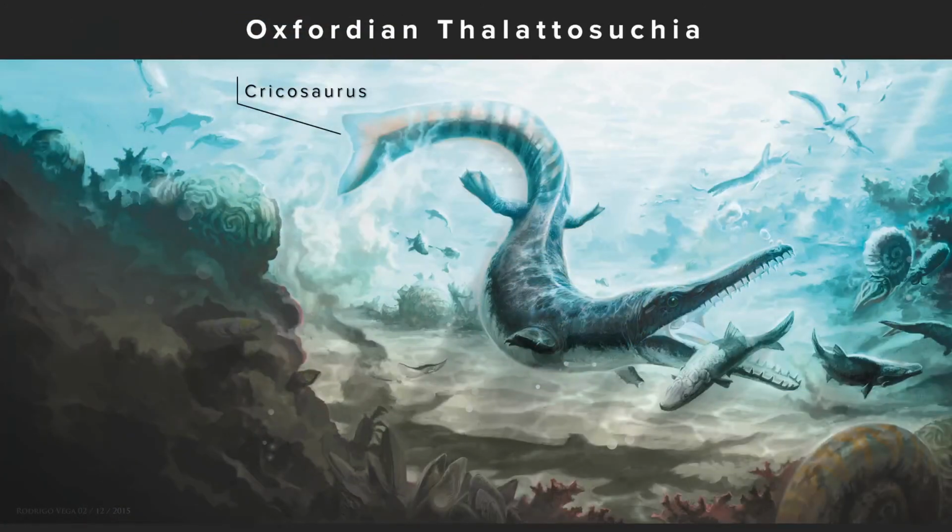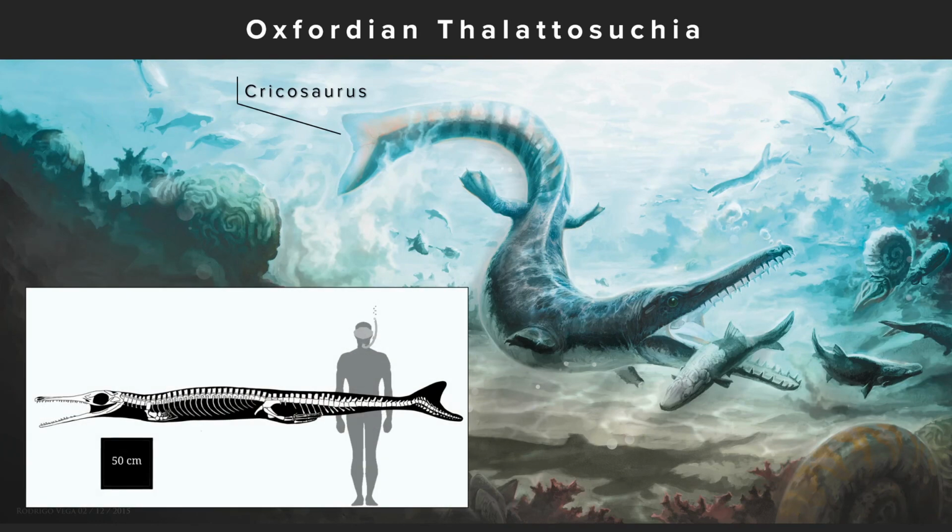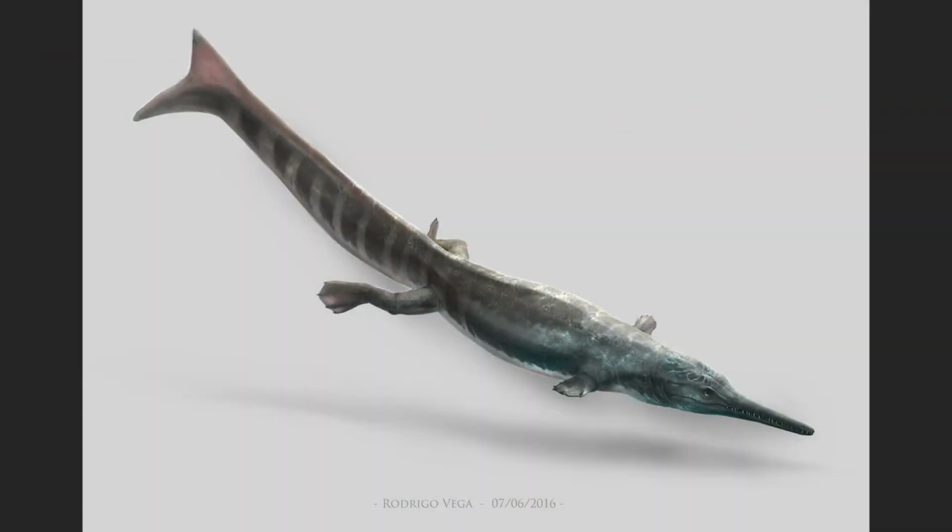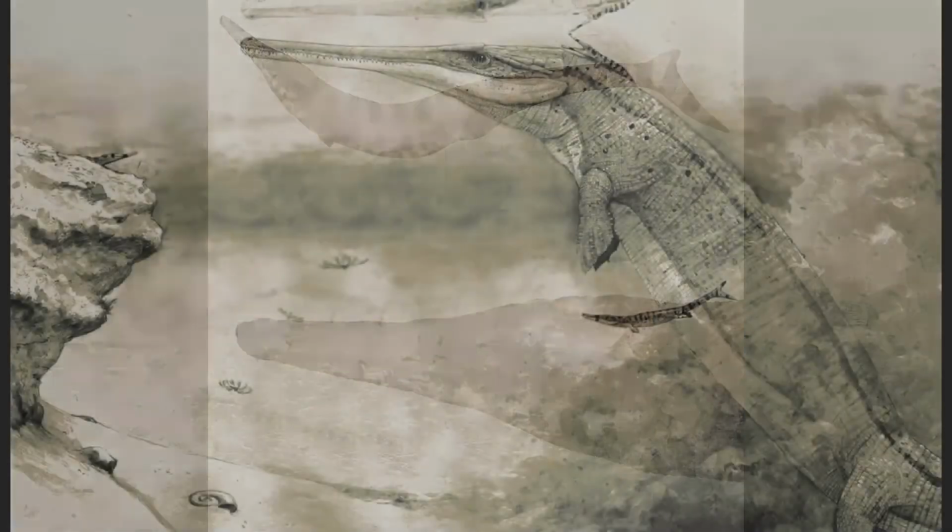And we have more Thalattosuchians. So those crocodile relatives here. Cricosaurus is one of them. This body plan that I told you about, almost like a torpedo, very small front limbs, big back flippers, strong tail. That would mean super strong acceleration.